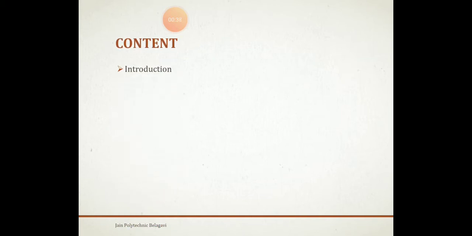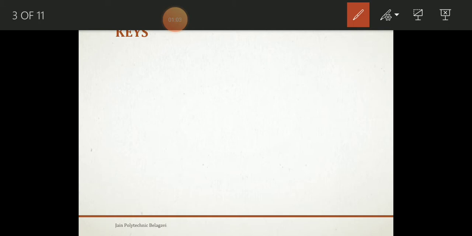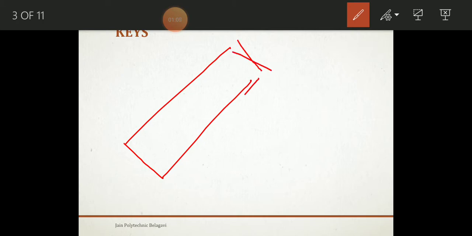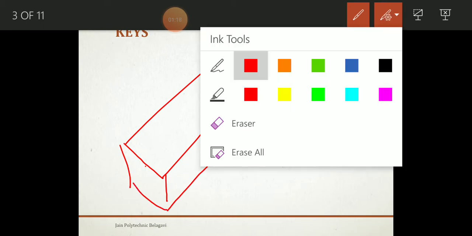Now in today's video we'll discuss the introduction, what exactly we mean by keys. We'll study the different types of keys. Now keys, what basically are keys? A key is just a mild steel piece. If I want to draw a key, or if you want to see how a key looks, it will look something like this. It is just a mild steel piece.